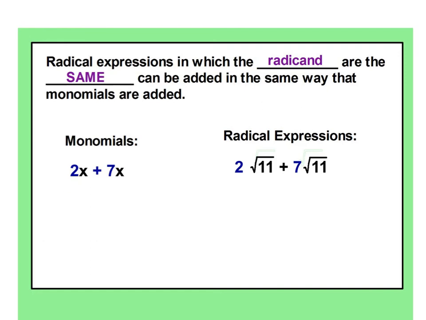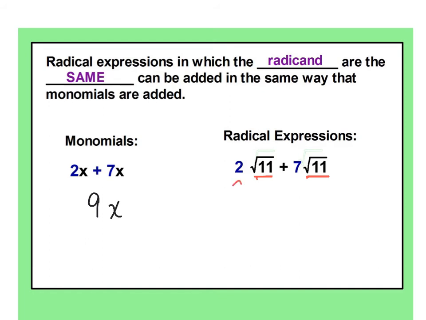So here's what you're used to when we say combining like terms that we call monomials. A 2x plus a 7x, you combine like terms by adding the coefficients, and that would give you 9x. Well, for radical expressions, the radicand has to be the same. So the radicand is the number under the square root. So the square root of 11 and the square root of 11.